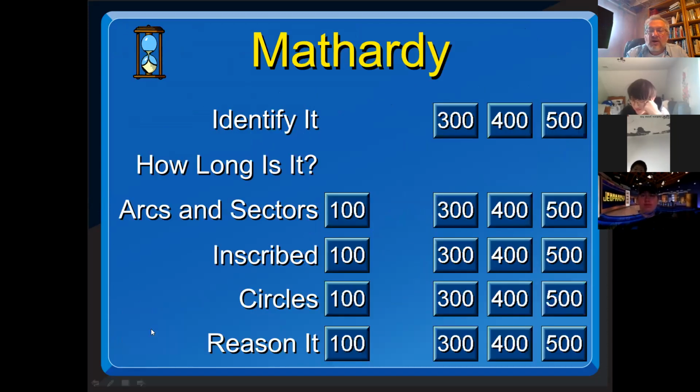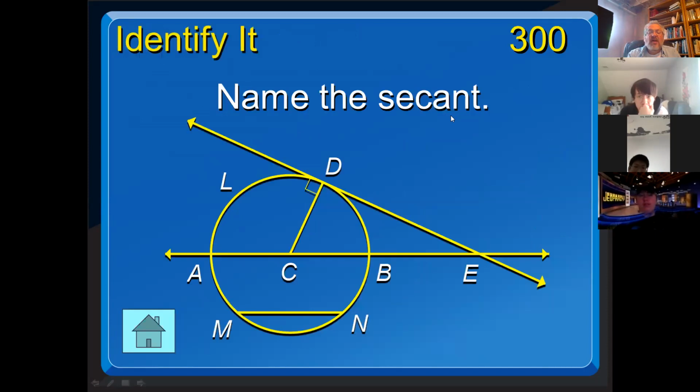All right, Gavin, you want to go ahead? Identify it, 300. Name the secant. Easy one, quick. Everybody got it? Gavin, your face. Sorry. And your body. Anybody got it? Come on.